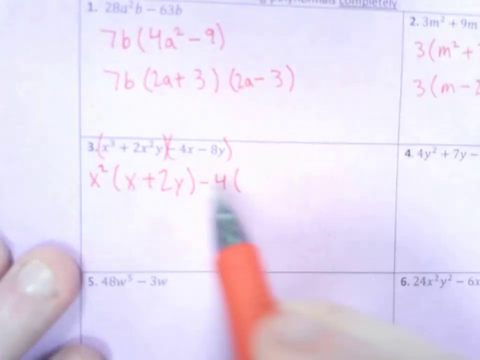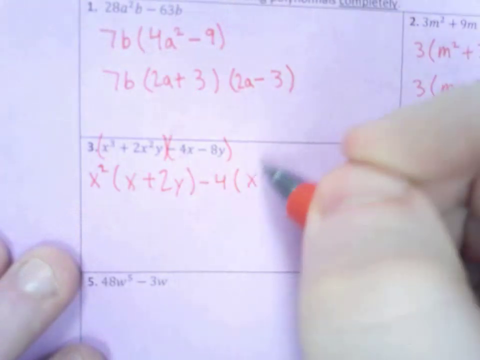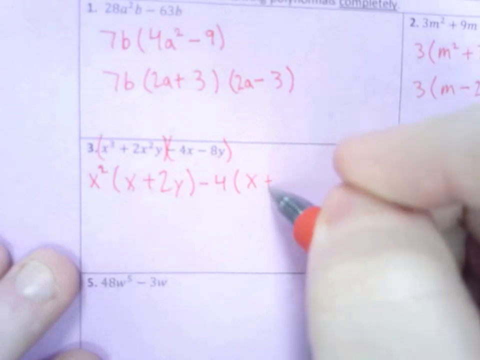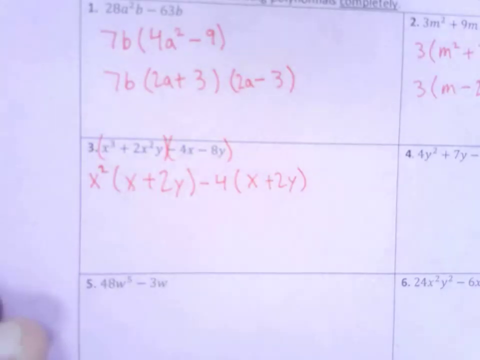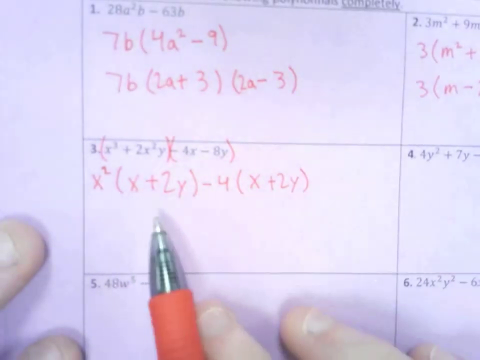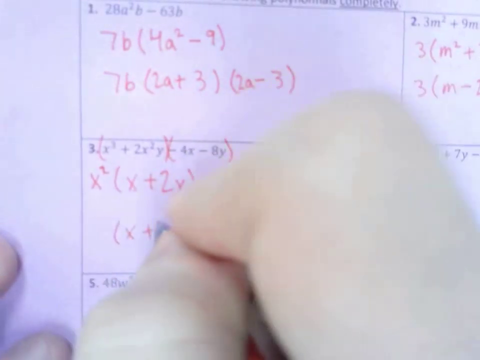Negative 4. If we factor a negative 4 out of negative 4x, what are we left with? X. And a negative 4 out of negative 8y? Plus 2y. No, plus 2y, because we factored a negative out. So now we see our parentheses are the same. So we take that as one of our parentheses, x plus 2y.